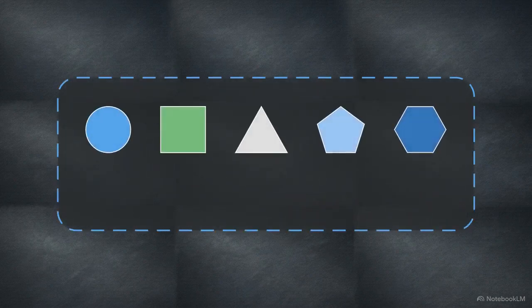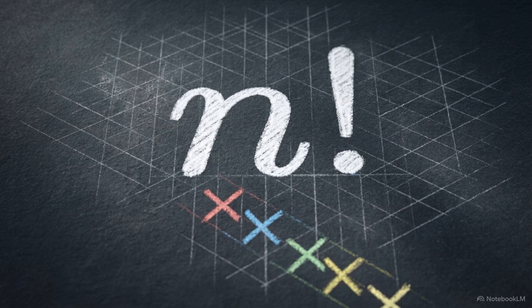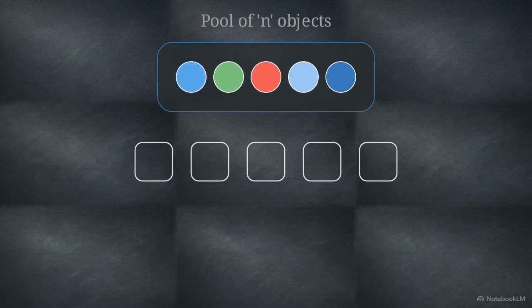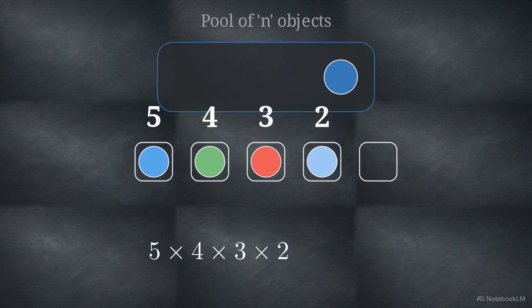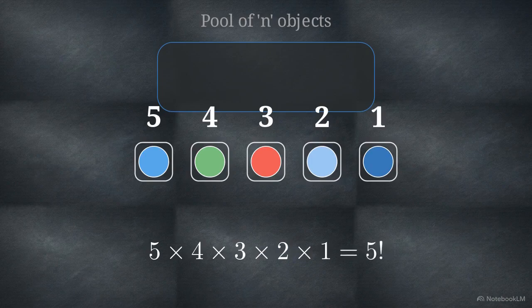We can now apply this multiplicative rule to a closed, finite system of n distinct items. This creates the factorial, denoted by n and an exclamation mark. Conceptually, a factorial represents a cascading chain of dependent multiplicative choices. Placing n objects into n slots gives us n choices for the first position. Once that object is placed, it is removed from the pool, leaving n-1 choices for the second slot, n-2 for the third, and so on.